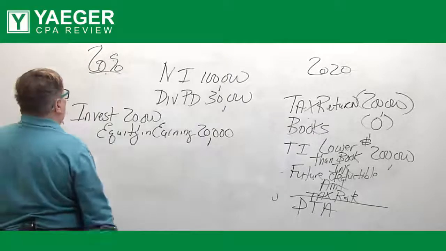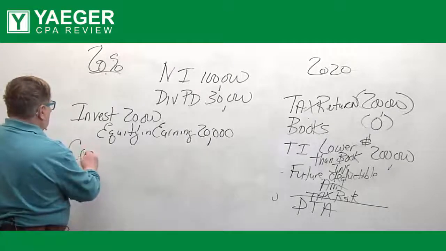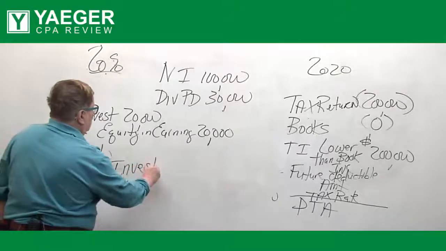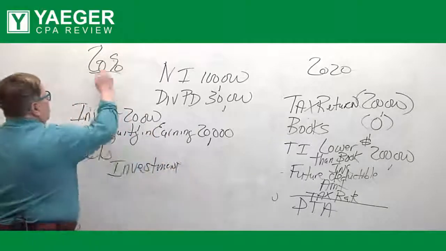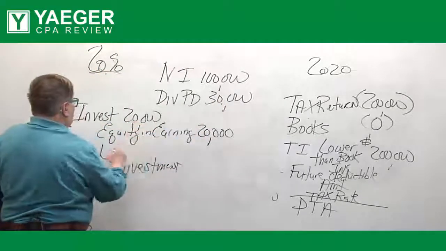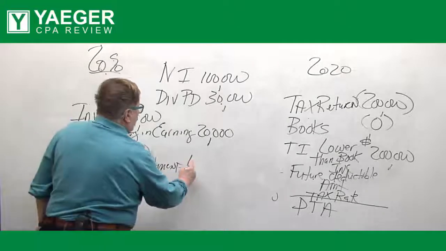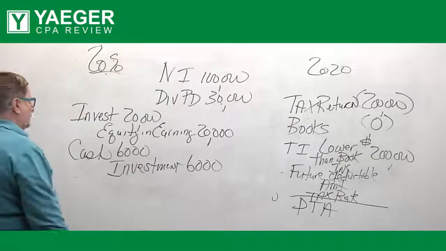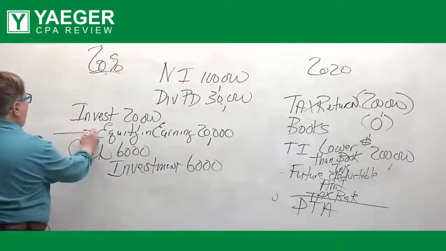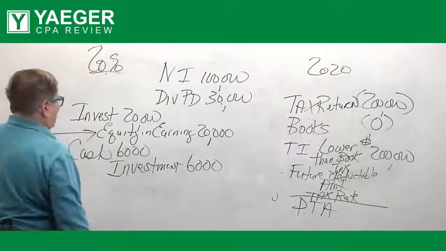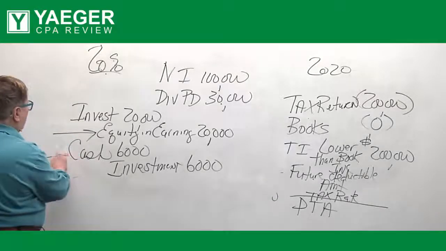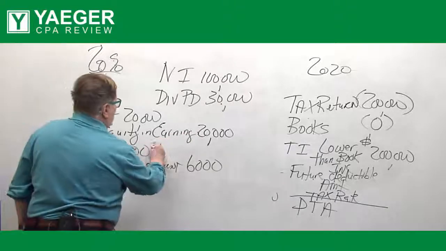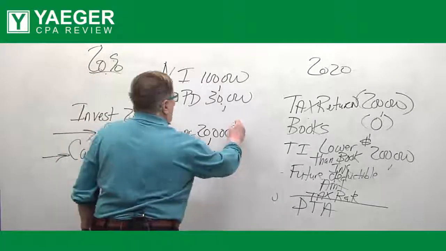When you receive a dividend, you debit cash and you credit the investment account. So, 20% of 30 is $6,000. Credit investment of $6,000. Now, from a tax standpoint, this equity and earnings is book income only. But the amount of dividends that are paid of that, $6,000, this is going to be taxable income. And this is book income.